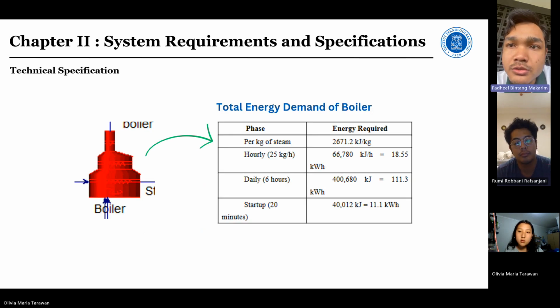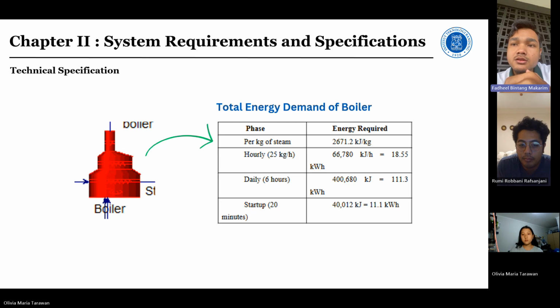Before we enter the PFD using Aspen HYSYS, I will explain the energy demand calculation, which can be drawn from the boiler enthalpy calculation to estimate the energy needed by the system.